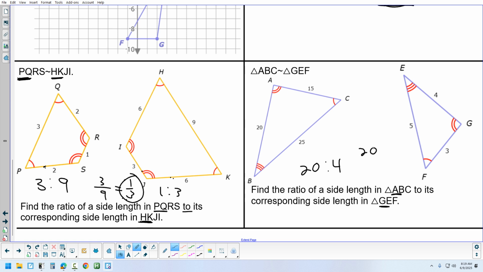If you write it as a fraction, what's 20 divided by 4? 5. That means this shape is 5 times as big as that shape. Now, I don't know if they want us to write it as 5, or they want us to write it with the colon. We'll just have to see when we start the IXL. But that's how you do it.